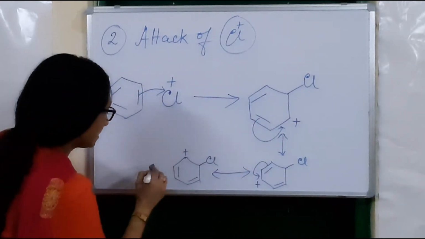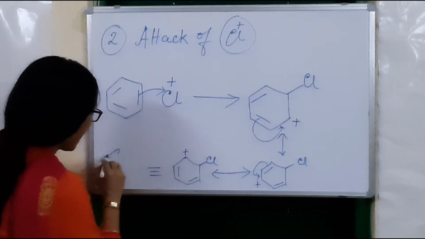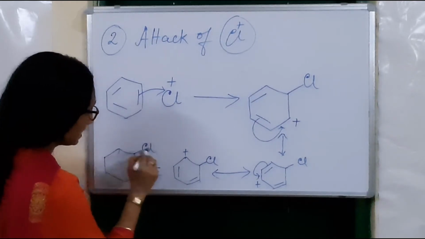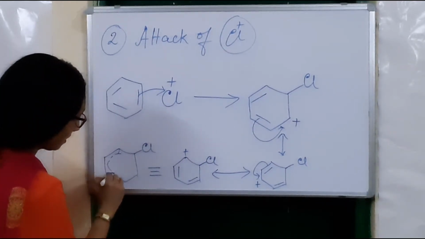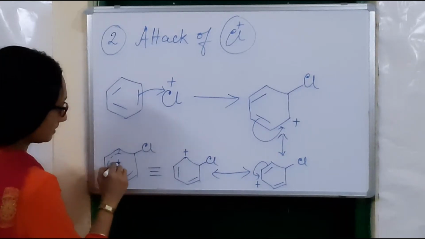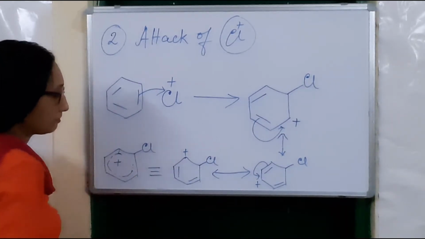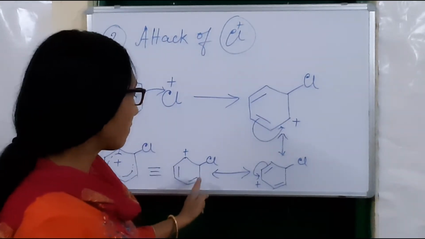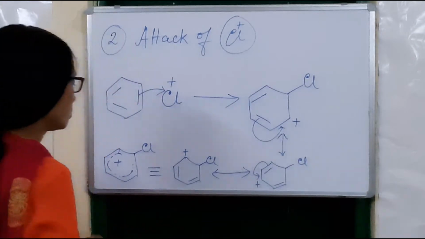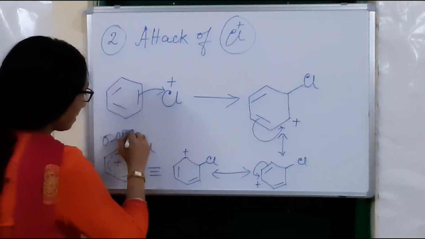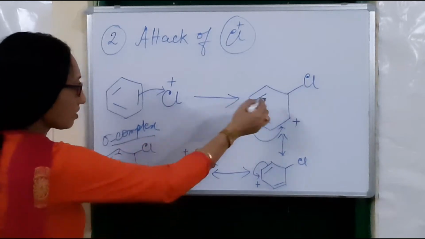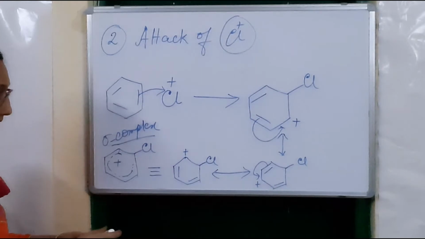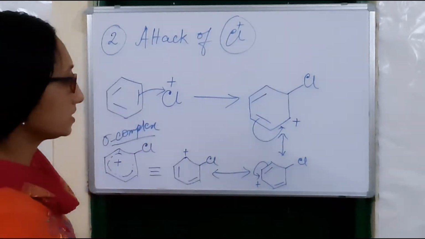Now we can represent all the structures as this sigma complex. That means if you are putting the Cl here, the sigma complex will be like this. That means plus charge at the ortho and the para position and the pi bond is circulating. So this is the sigma complex. That means the structure is quite stable. So now in the next step, what will happen? First you all write this.